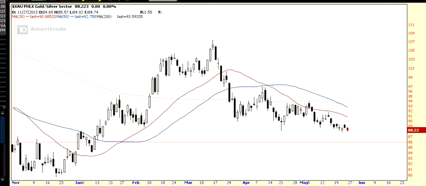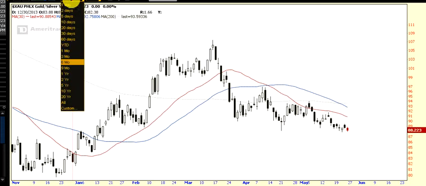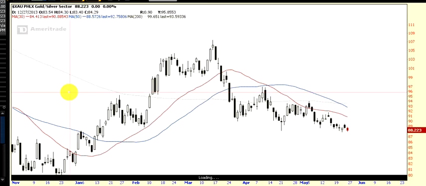Let's look at gold and silver. Gold is in a much larger pattern. There's a much larger pattern going on with gold. Let's just look at it here.